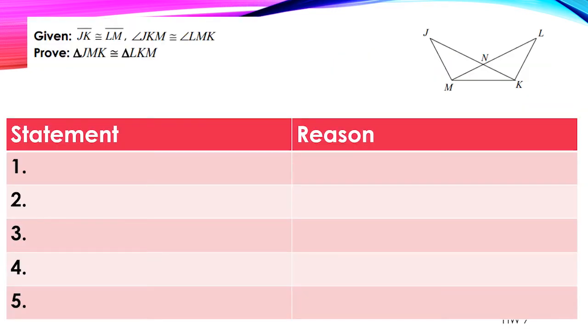So the first proof we have here, we want to prove that triangle JMK is congruent to triangle LKM. So we always start our proofs with given statements. So our first given statement is JK is congruent to LM, and of course that is given. And let's write our congruence marks in. So JK, which is this line here, is congruent to LM.